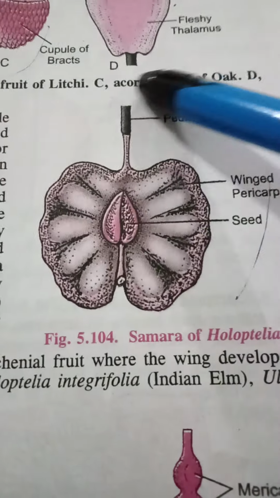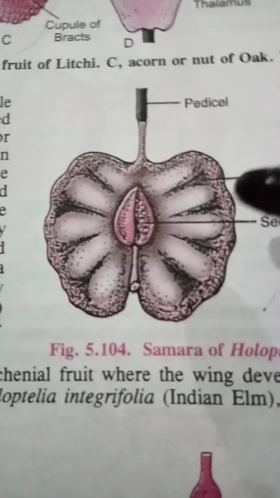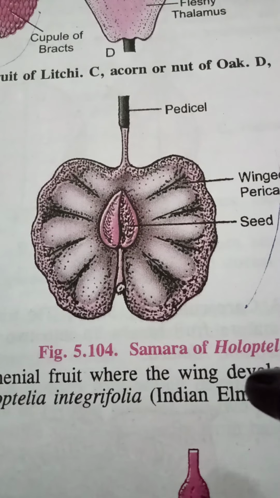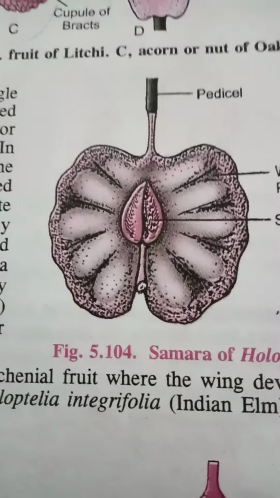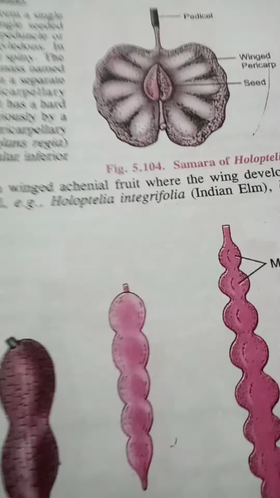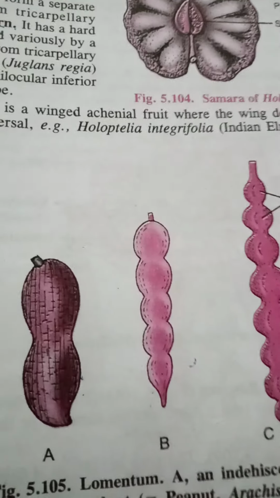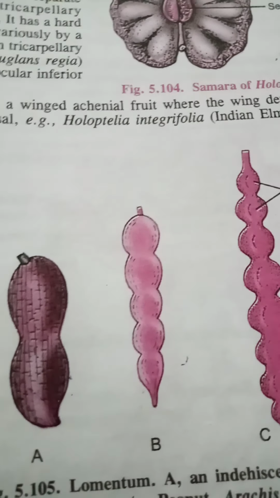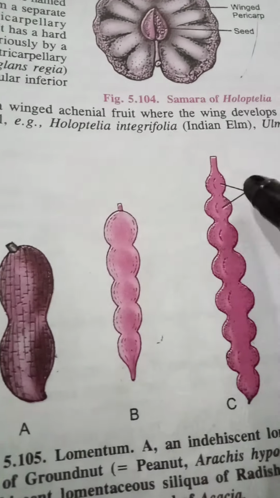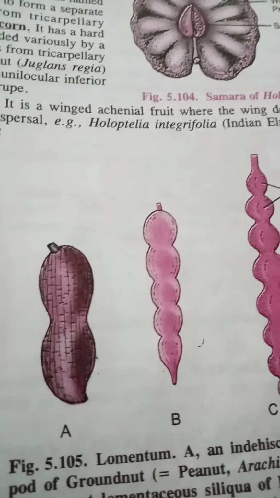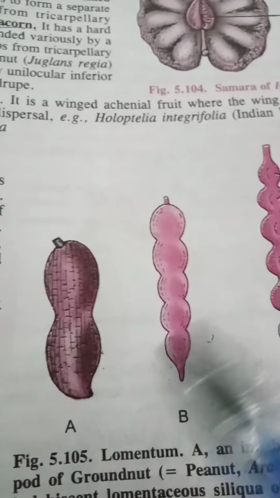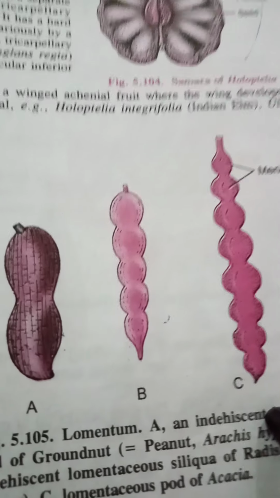Then next one is the samara. This is a winged achenial fruit. These wings help them for dispersal purpose. This is observed in Shorea robusta. Then next one is the schizocarpic fruit. Under schizocarpic fruit, first one is the lomentum. Here the fruits are beaded in appearance, as you can see, bead-like structures, as in groundnut. They are single seeded, and each seed is constricted, so they appear beaded.